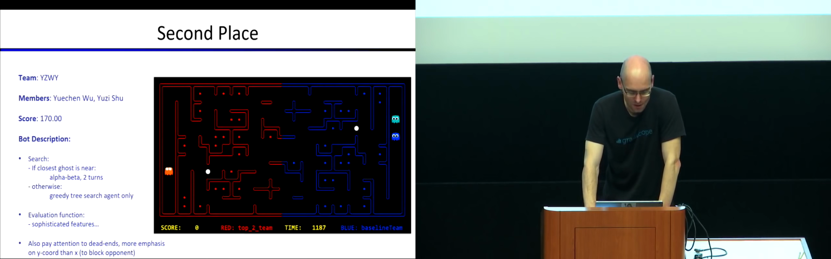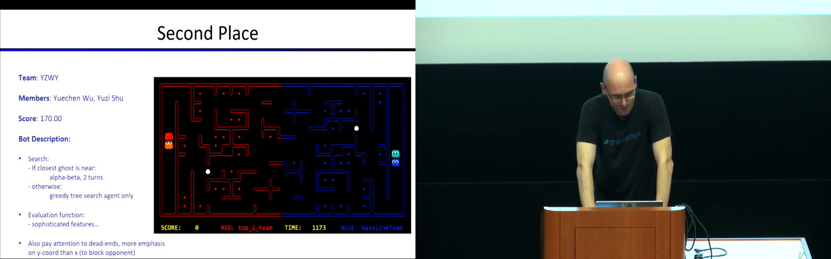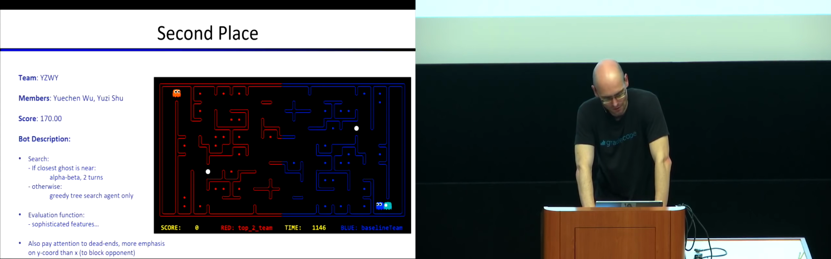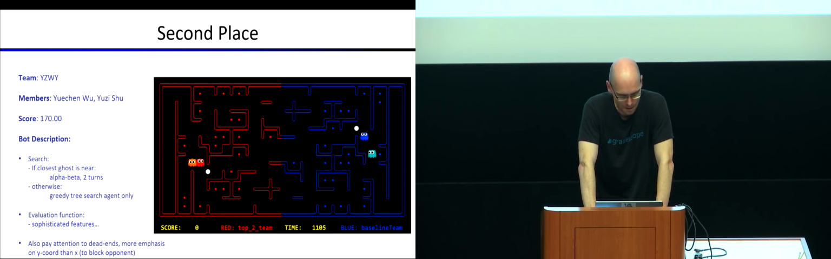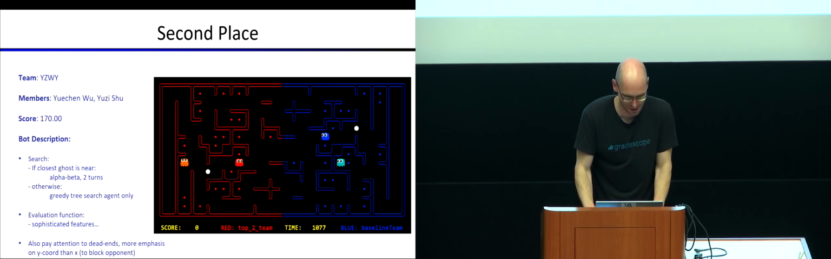If the closest ghost is near, alpha beta is run for 2 turns. If the closest ghost is not near, this is when you're an offensive agent, greedy tree search to just cover as many food pellets as quickly as possible. Evaluation functions had a lot of sophisticated features, more than I could put on this slide.